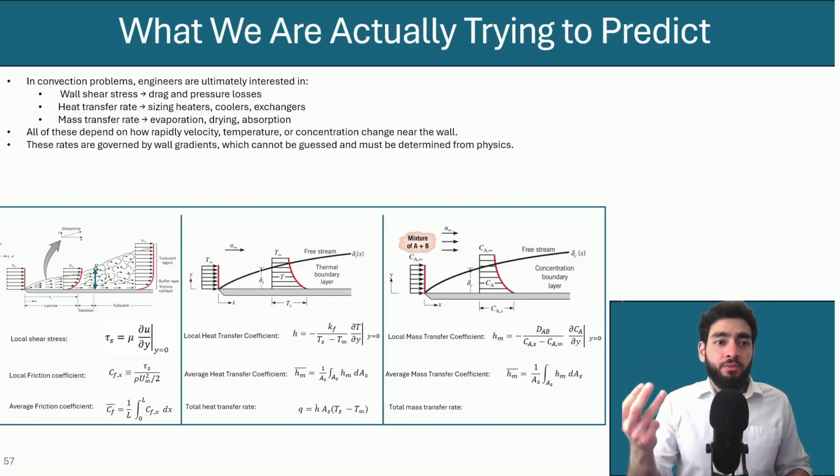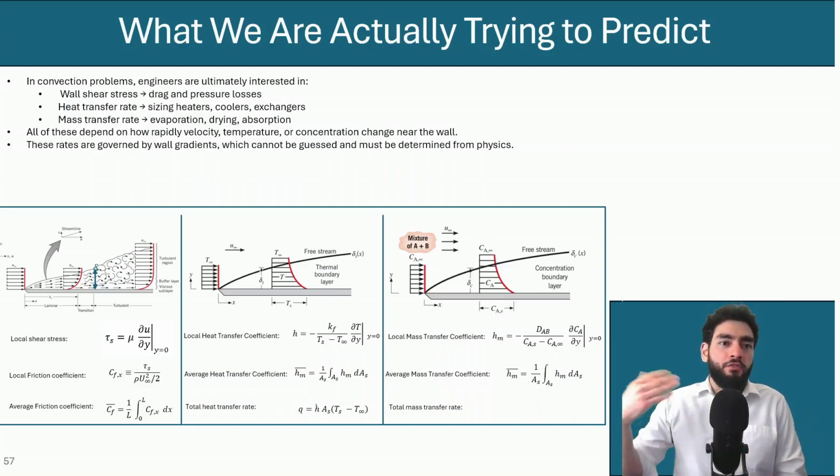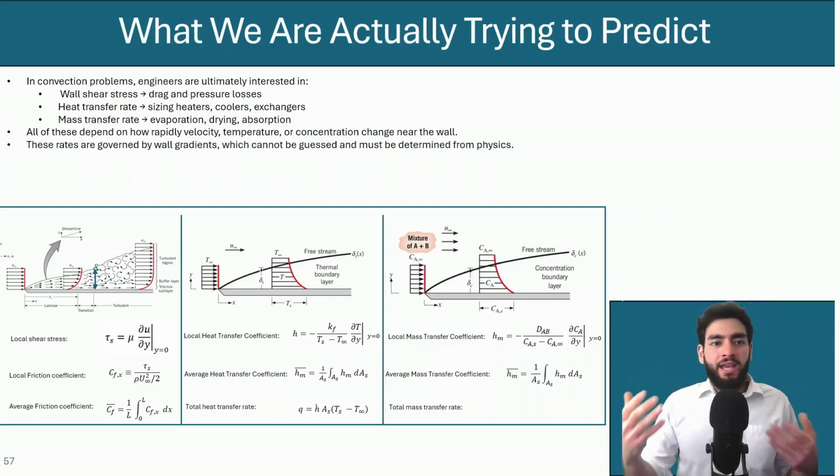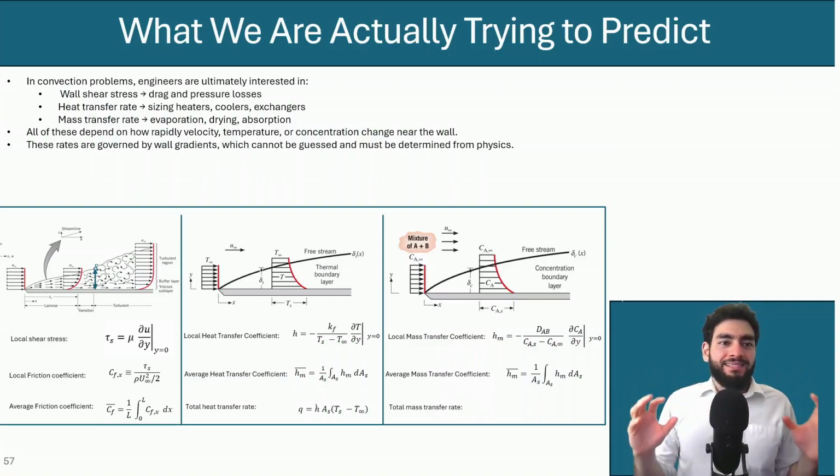And they're interested in finding the mass transfer rate because maybe they're sizing an evaporation unit, or they want to figure out how long it will take to dry a wet fluid perhaps, or they're looking at absorption processes, for instance. Now, all of these depend on how rapidly velocity, temperature, or concentration changes near the wall. And so these rates are governed by wall gradients.